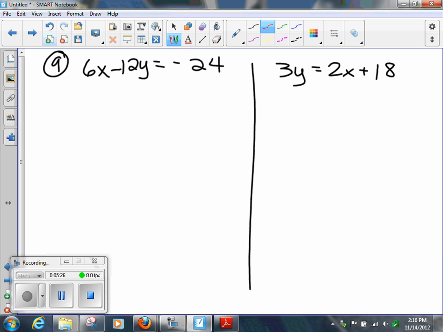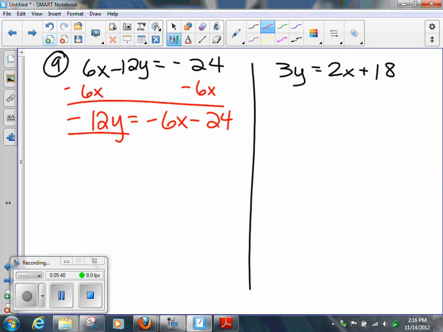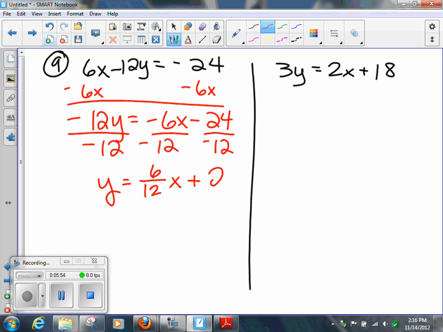I know that I want to set these into y equals mx plus b format, right? So what do I need to do to this first equation? Subtract 6x. Negative 12y equals negative 6x minus 24. Divide by negative 12. What's a negative divided by a negative? Positive. 6/12, and then a negative divided by a negative is a positive. 24 divided by 12 is 2, correct? Can I also simplify 6/12? 1/2. So I got 1/2 x plus 2.